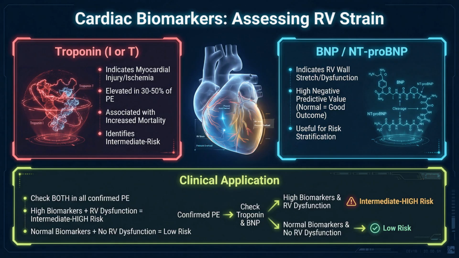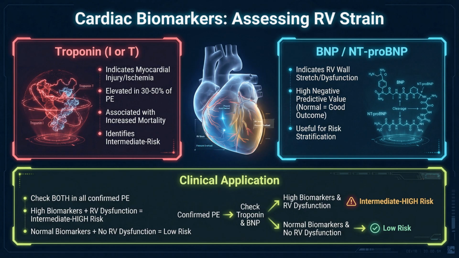Let's focus now on the role of cardiac biomarkers in assessing right ventricular strain in acute pulmonary embolism. Two key biomarkers we routinely evaluate are troponins and natriuretic peptides, specifically BNP and NT-proBNP. Troponins, either I or T, are well-known markers of myocardial injury. In the context of PE, elevated troponin levels indicate that the right ventricle is under ischemic stress due to increased afterload.